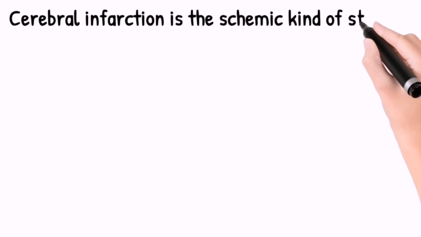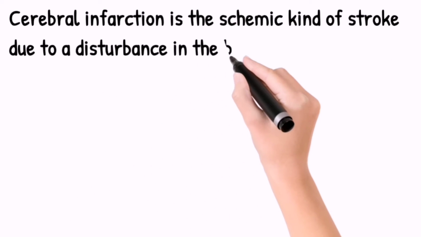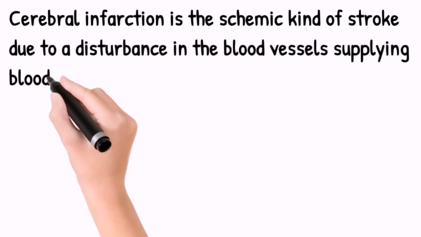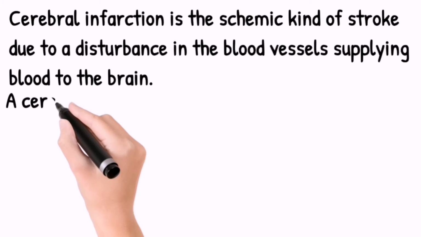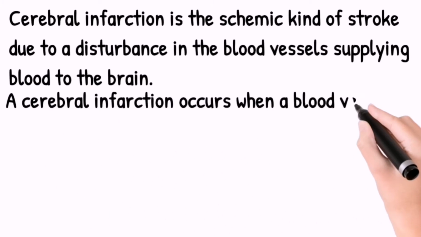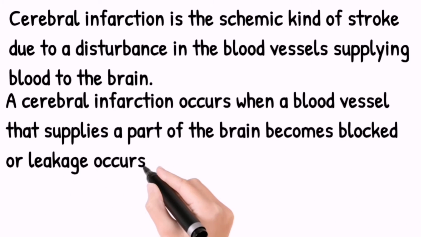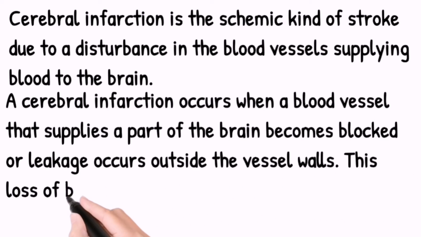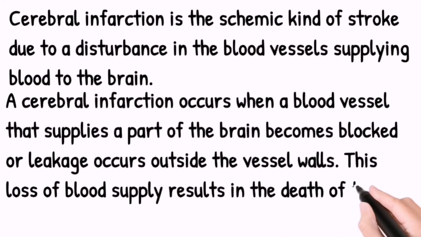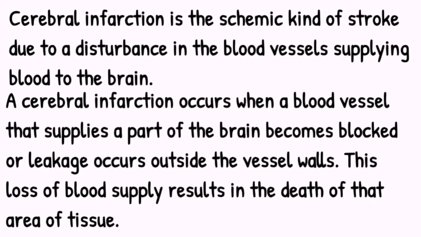Cerebral infarction is the ischemic kind of stroke due to a disturbance in the blood vessel supplying blood to the brain. A cerebral infarction occurs when a blood vessel that supplies a part of the brain becomes blocked or leakage occurs outside the blood vessels. This loss of blood supply results in the death of the area of the tissue.